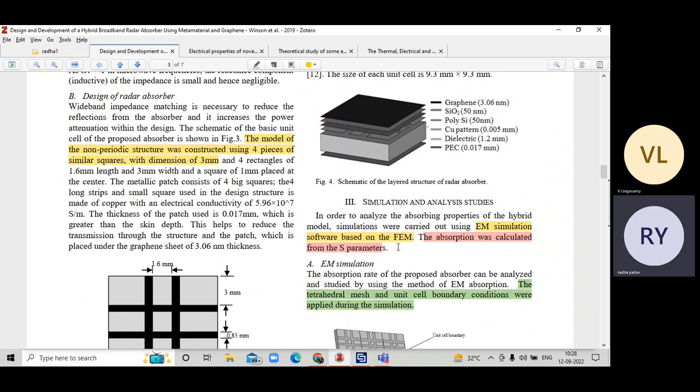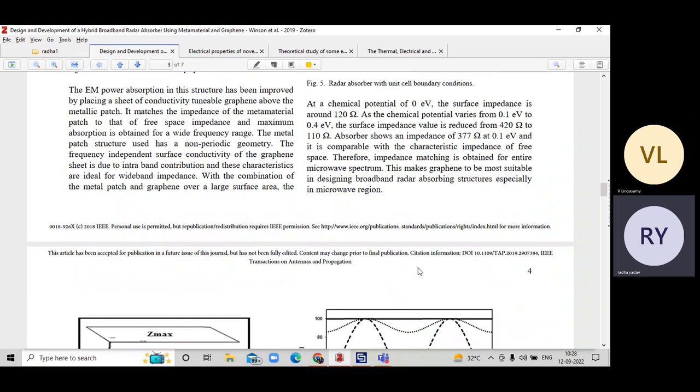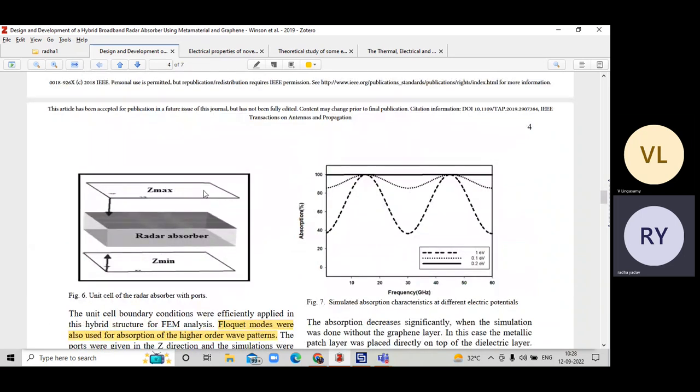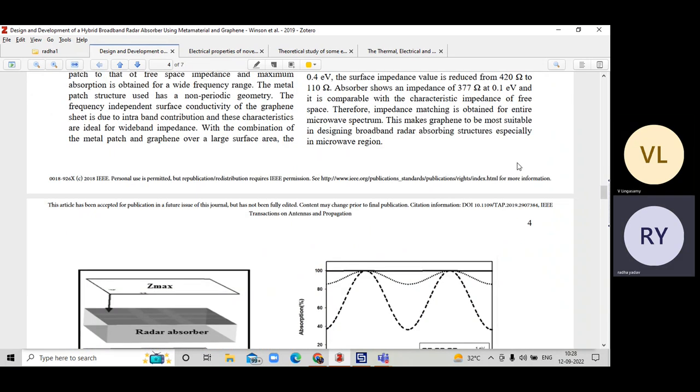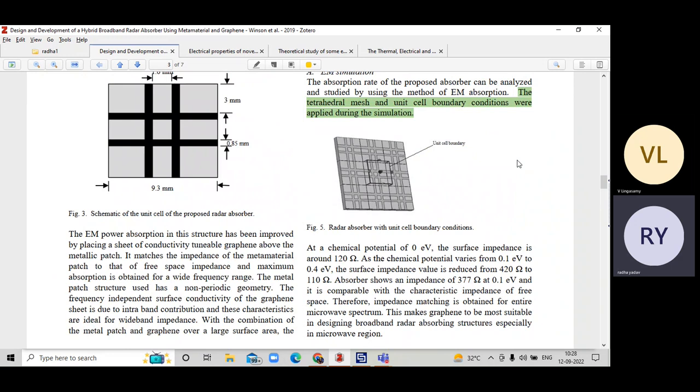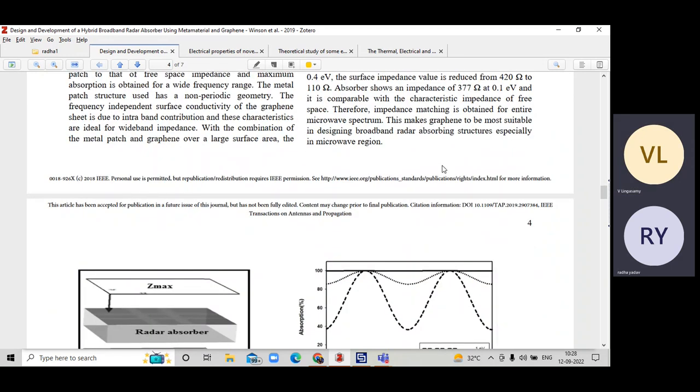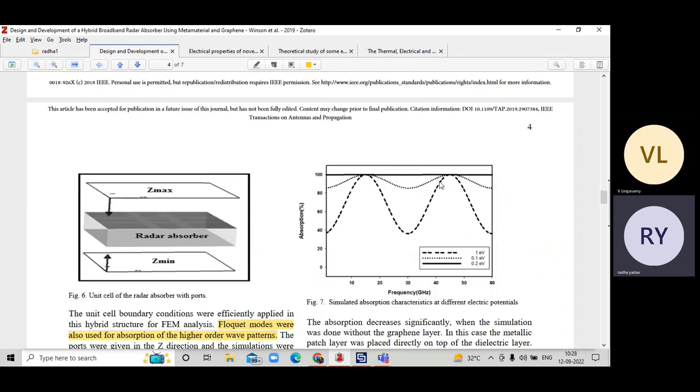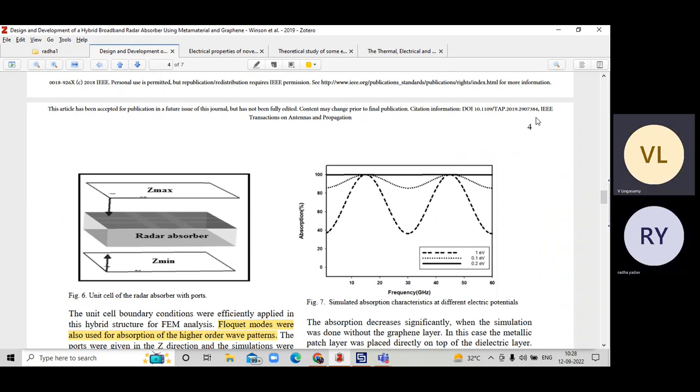Okay, sir. One thing is, they are using two ports like ZMAX and ZMIN. When we are using PEC, that is totally metal, perfect electric conductor, then what is the need of ZMIN? I don't think ZMIN is required, like in this paper. Your point is valid. You don't have to use ZMIN if you have a PEC at the backside, because there will not be any reflections.